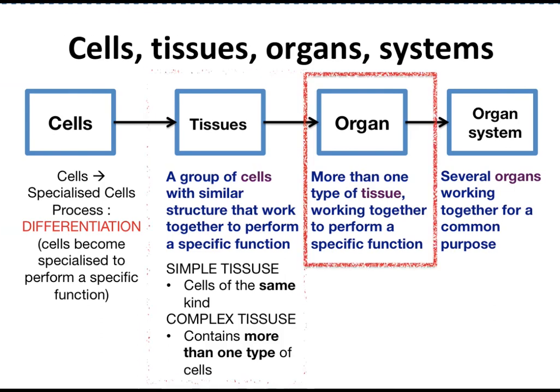A larger form of tissues is organs, which consist of more than one type of tissue working together to perform a specific function. This includes your stomach. The stomach has gland tissues, muscle tissues, and nervous tissues, and they all work together to perform the function of digestion of food in your stomach.